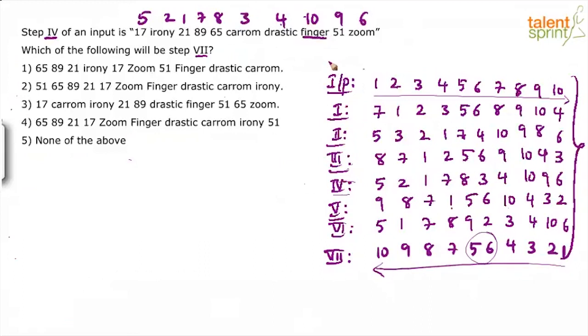Anyway, so do that. 10th is finger. It should start with finger. Step 7 should start with finger. So eliminated, eliminated, eliminated, eliminated. Option 5, none of this is the answer. It's not reverse, I'm sorry. It's 5 and 6 and not 6 and 5. But anyway, how easy is it to get the answer? I know that step 7 will start with the 10th word. The 10th word according to step 4 is finger. It should come here. But no option starts with finger. So very easy. The answer is none of them.